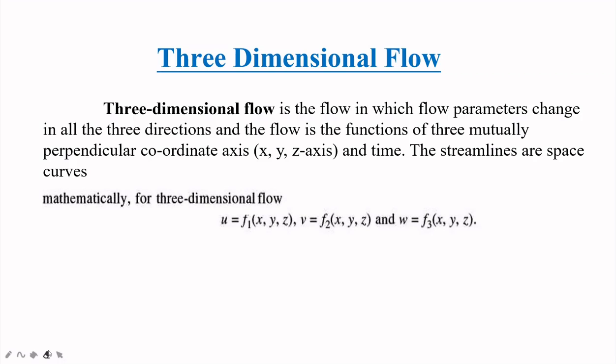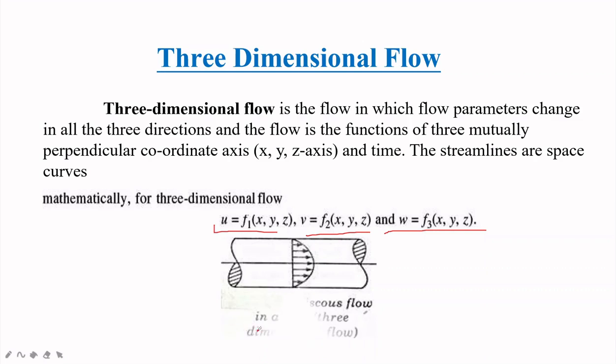So mathematically, how can we write the three-dimensional flow? u is a function f1 of x comma y comma z. v is a function f2 of x comma y comma z. w is a function f3 of x comma y comma z. Okay, so how can we show viscous flow in a duct?